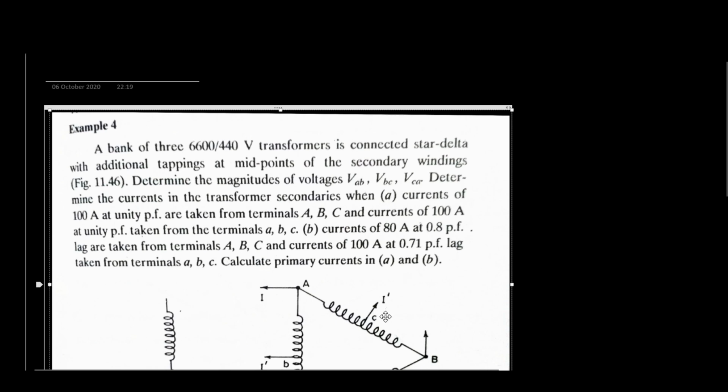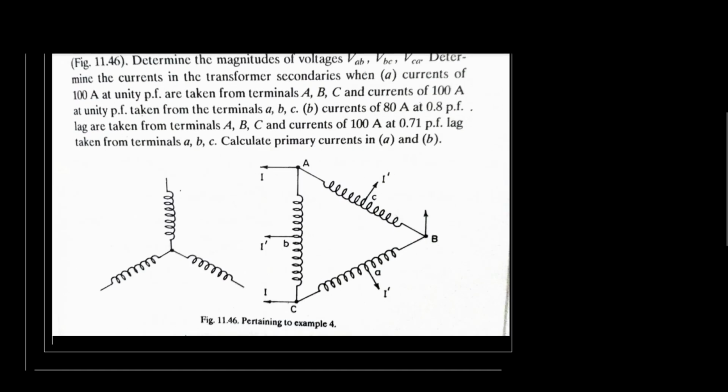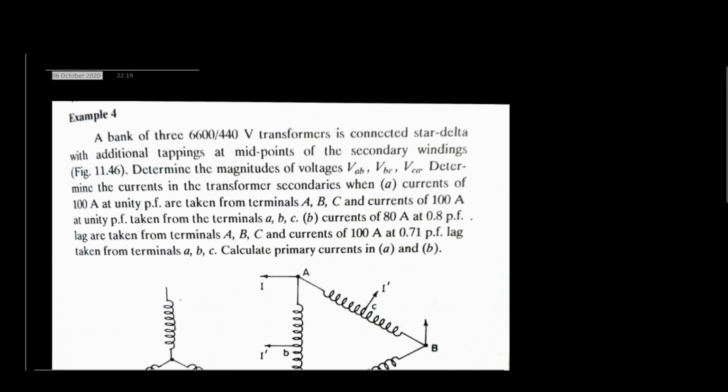A bank of three 660/440 volt transformers is connected star delta with additional tappings at the midpoint of the secondary winding. Determine the magnitude of VAB, VBC, VCA, so obviously VAB, VBC, VCA will be half of the total. Now part A, currents of 100 ampere at unity power factor are taken from A, B, C, and currents of 100 ampere at unity power factor taken from terminal A, B, C.